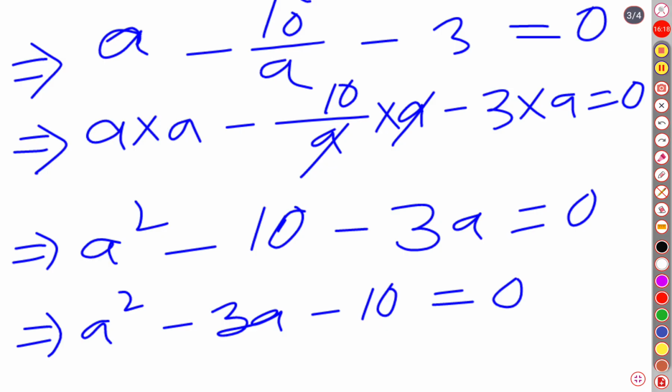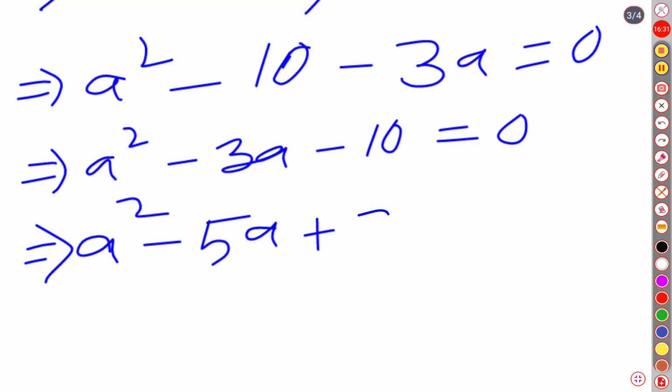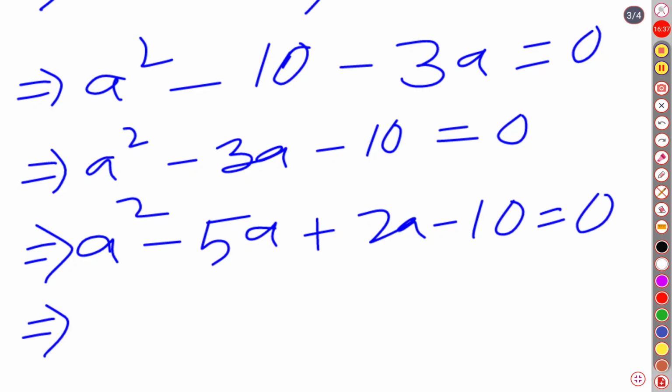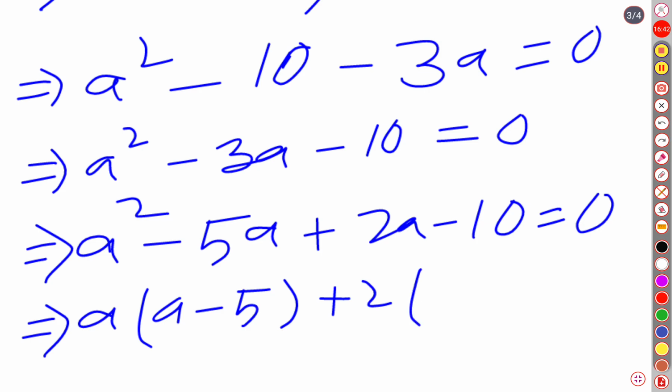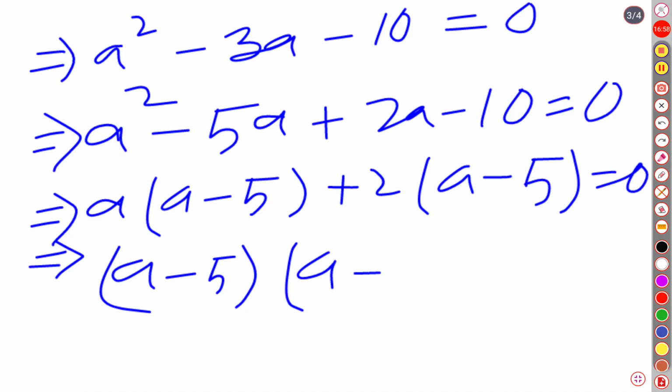This is a quadratic function, so we can factorize it by splitting the middle term. If we split the middle term, it will be a square minus 5a plus 2a minus 10 is equal to 0. After that, we can take a as common from the first pair, and 2 as common from the second pair. So a minus 5 is one factor and a plus 2 is another factor. We can factorize in this way.